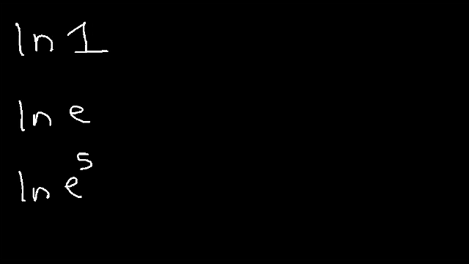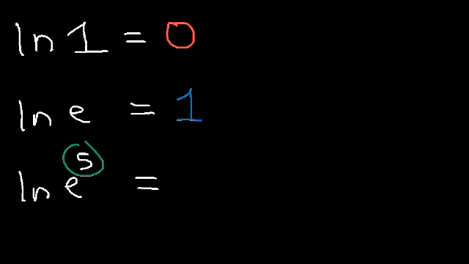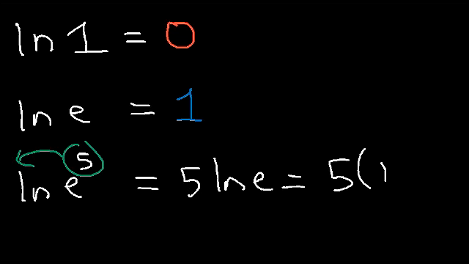Now let's simplify a few expressions. What is the value of ln 1, ln e, and ln e to the 5th power? The natural log of 1, or the log of 1, is always 0. The natural log of e is always equal to 1. Now what do you think ln e to the 5th power is equal to? Notice that the 5, we can move it to the front. So ln e to the 5th power is 5 ln e. And keep in mind, ln e is 1. So this is simply equal to 5.